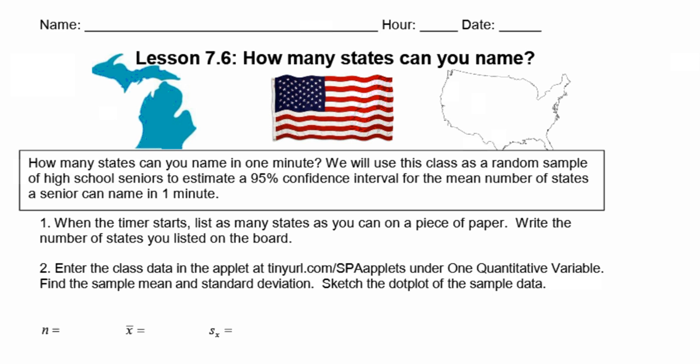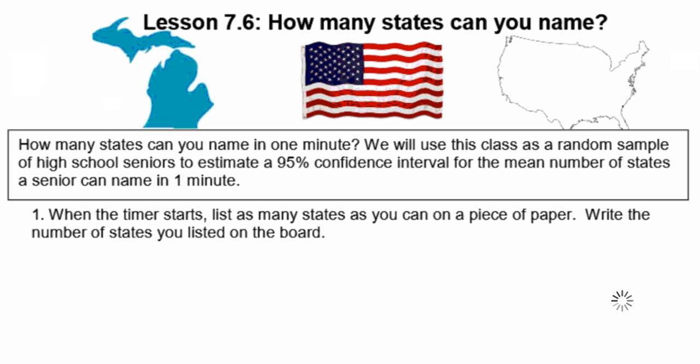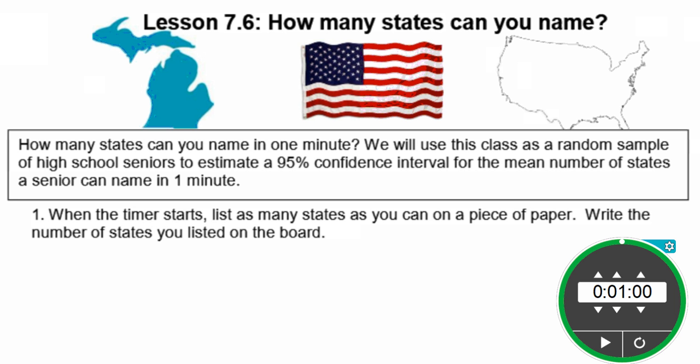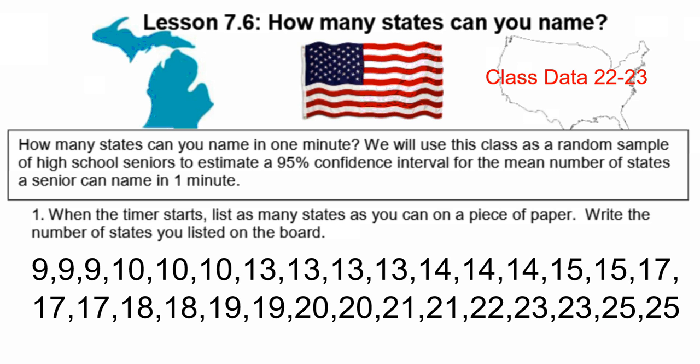So typically what I would have you do is we would give you a piece of paper. We would start the timer at 1 minute, and you would list as many states as you can on that piece of paper. When the time is up, we would count how many states you named, and you would put that number up on the board. Since we're not able to do that together, what we're going to do is pull on some previous data that I've collected. And so running this with a previous class, these were the results for the number of states the students were able to collect.